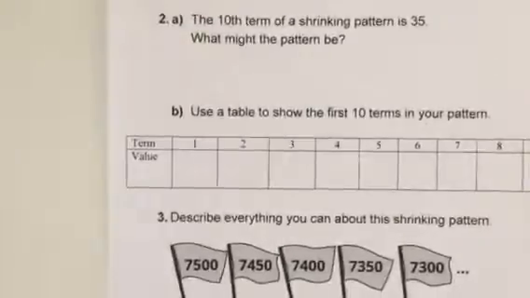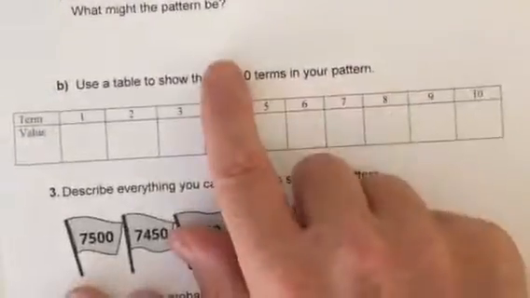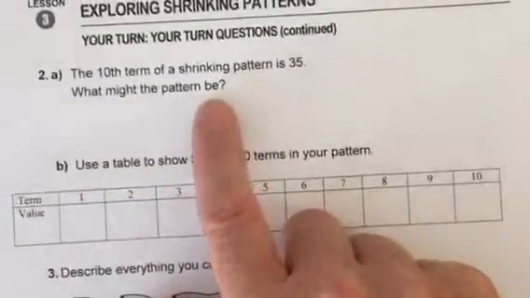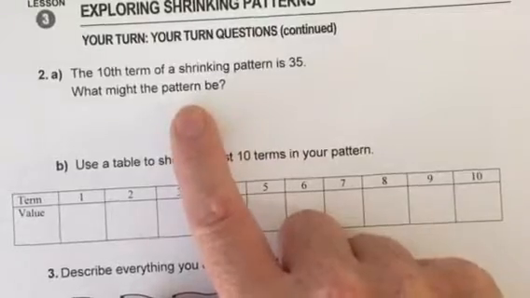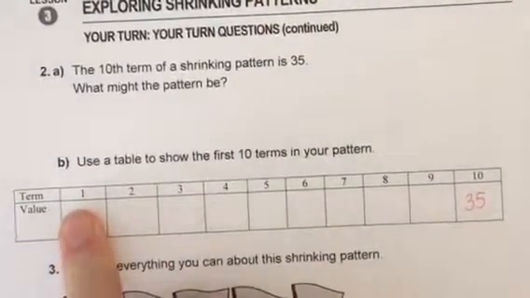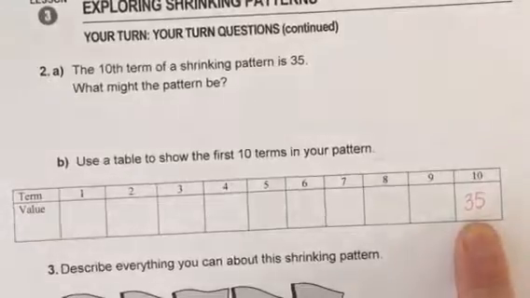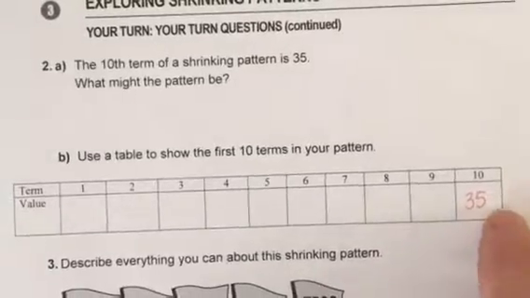Do the other side. This is very similar to a question from yesterday. Your 10th term is 35. It's a shrinking pattern, so this number has to be a lot bigger than this number. And so you can just go from here and go up.